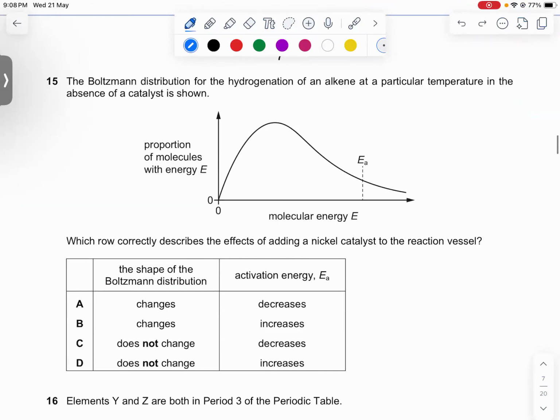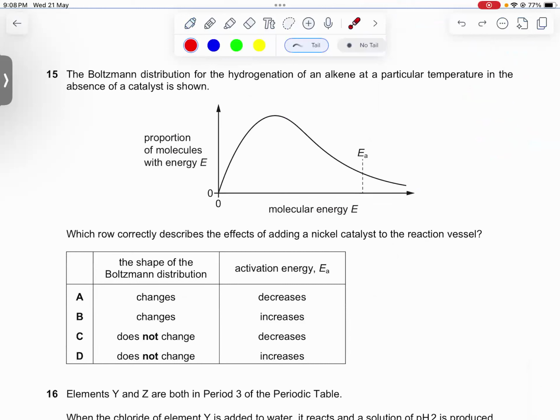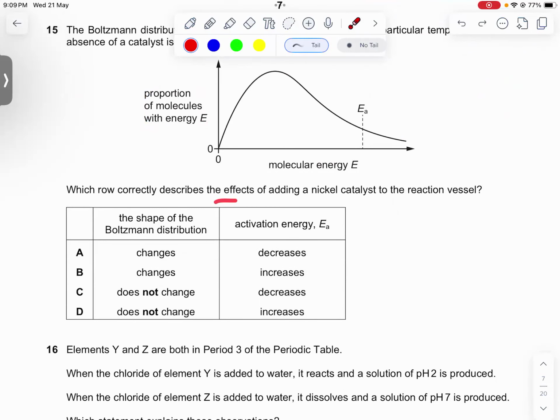Let's move on to the next question then. Question number 15. The Boltzmann distribution for hydrogenation of an alkene at a particular temperature in the absence of catalyst is shown. Which row correctly describes the effect of adding nickel catalyst to the reaction vessel? Well, adding the catalyst does not change the shape, meaning the answer is either C or D, right?